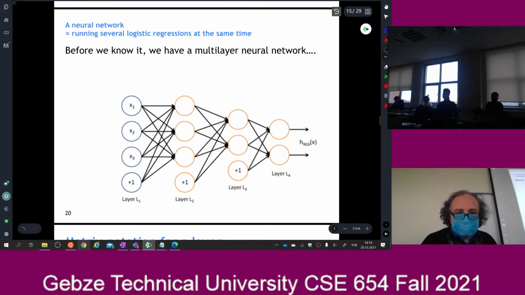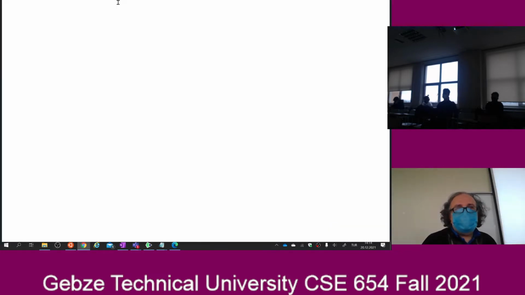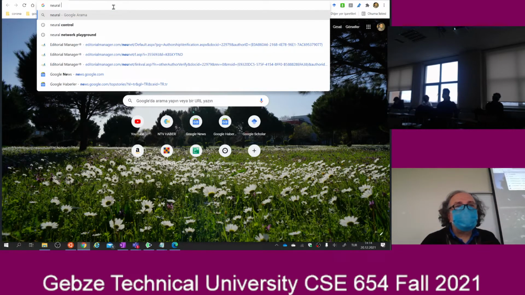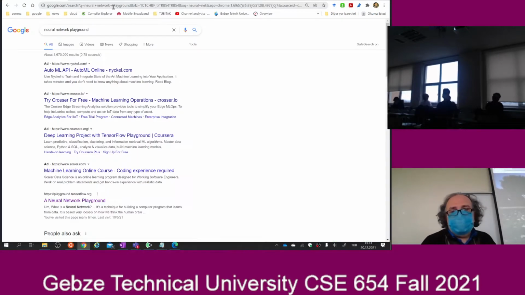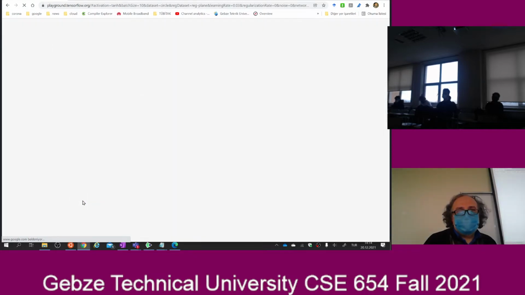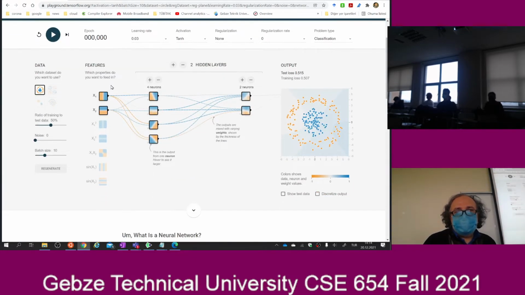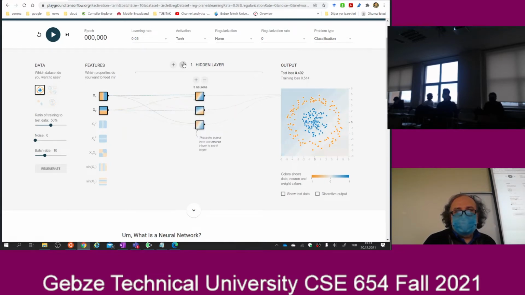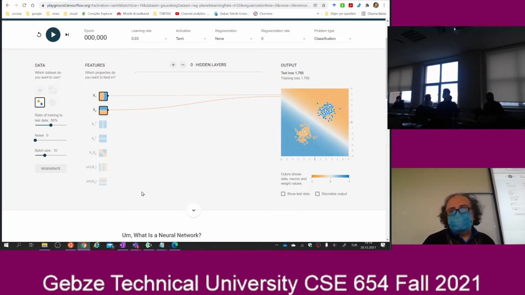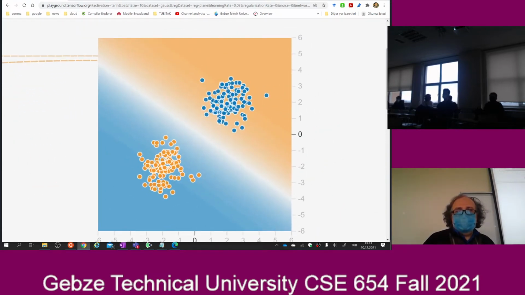Google has a very nice neural network playground website, maybe some of you know it. I have 2 inputs, x1 and x2. Okay, good.